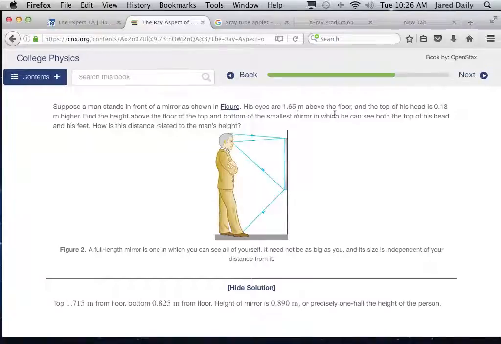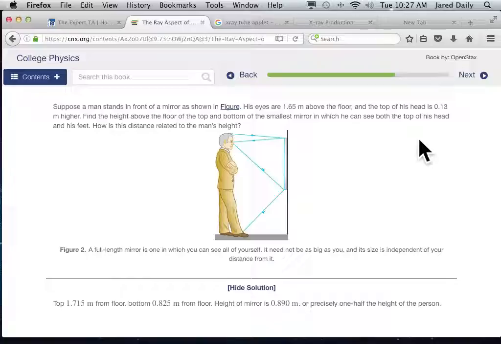Yeah, his eyes are this way and his head is 0.13 meter higher. So his height is actually 1.8-ish. Yeah, so it's close to 1.8. But it is half, actually. You can get away with half. Most people would do a little bit more than half, just so they can see the floor beneath their shoes. But a full-length mirror does not have to be full length at all. Half length is perfectly fine.